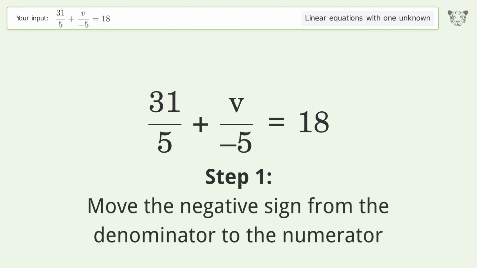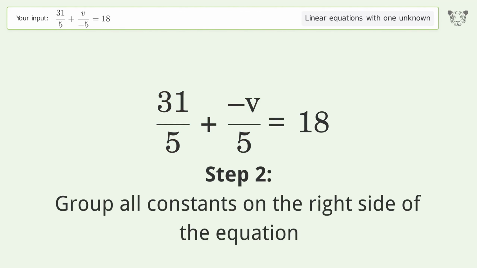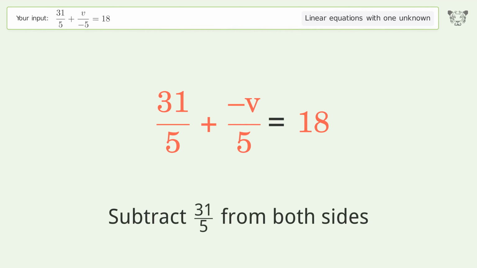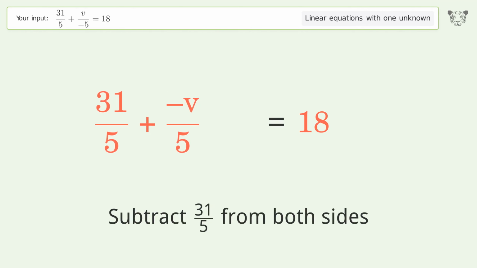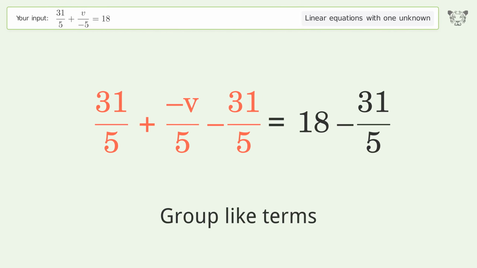Move the negative sign from the denominator to the numerator. Group all constants on the right side of the equation. Subtract 31/5 from both sides. Group like terms.